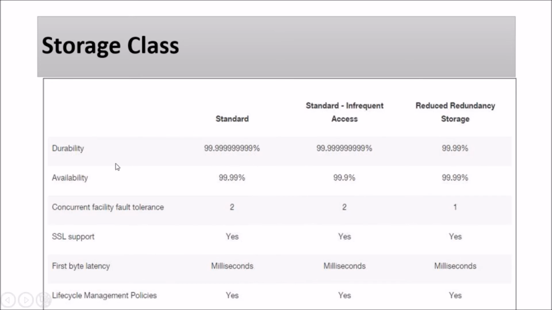If we talk about availability, the standard storage class has 4 nines availability, standard infrequent access has 3 nines availability, and reduced redundancy storage has 4 nines availability. So durability and availability of all the storage classes is very important for the exam, so we need to keep this in mind. It is very easy to remember: 11 nines durability and 4 nines availability for standard. So this is an easy way to remember it.